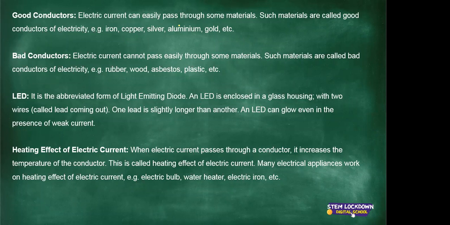Now this LED is enclosed in a glass housing, and it has two wires coming out, and one lead is slightly longer than the other. The LED can glow even in a weak presence of an electric current. So you would have seen your parents and most people replacing their lights with LED lights, because this allows a weaker current to pass through, and it can still glow brightly using less electricity, which also reduces your electricity bill.